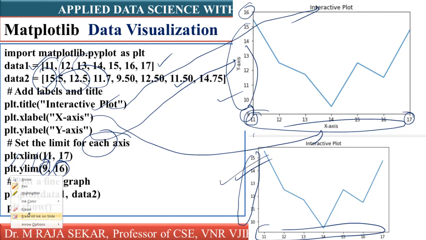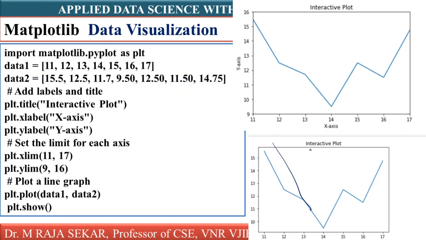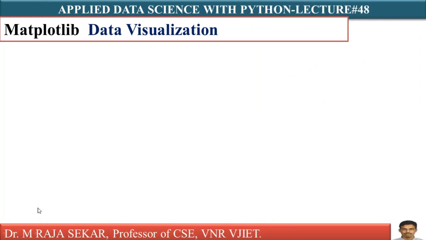Anyway, you need not worry about it. Just understand this one. If you are able to understand this, this is enough. Why? Because the minimum is 11, maximum is 17. That's what it says. Here the minimum is 9, maximum is 16. Nothing more than that. Don't get confused. It's simple and straightforward.